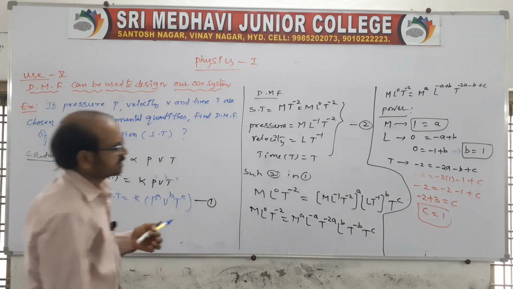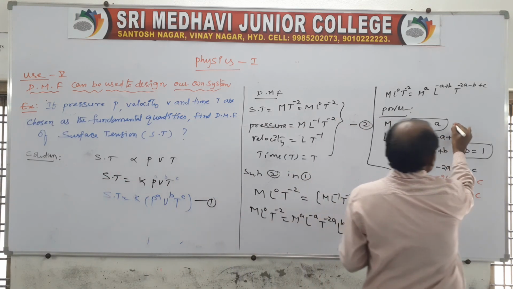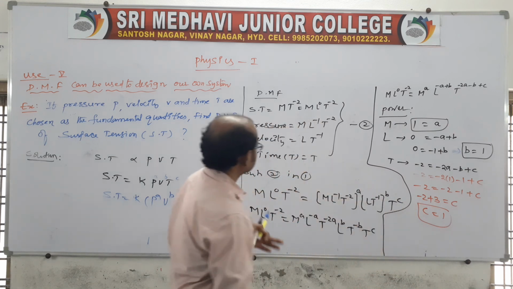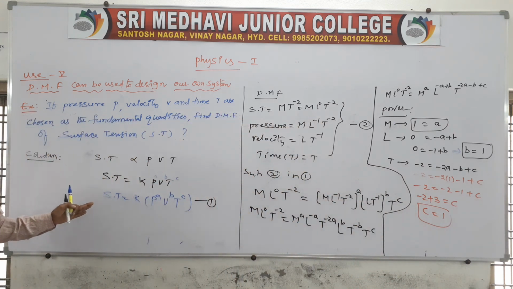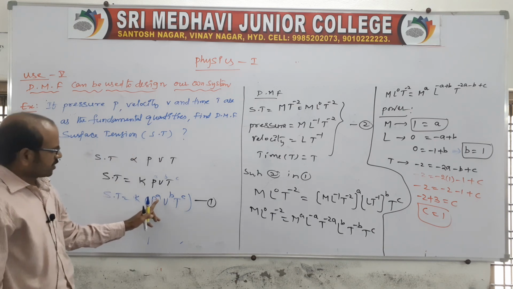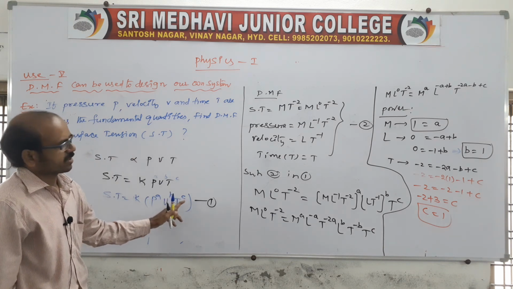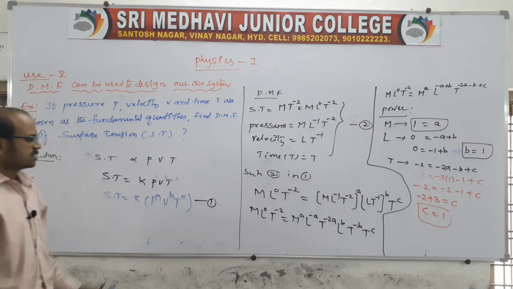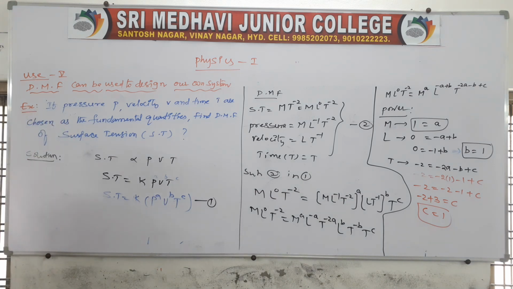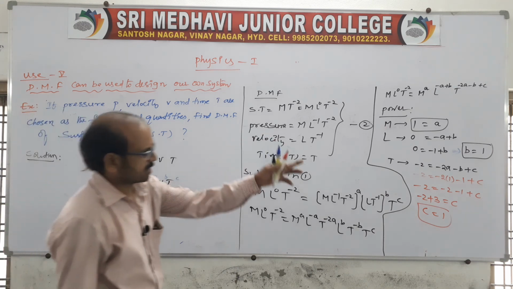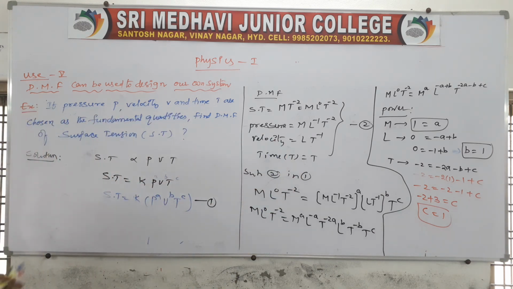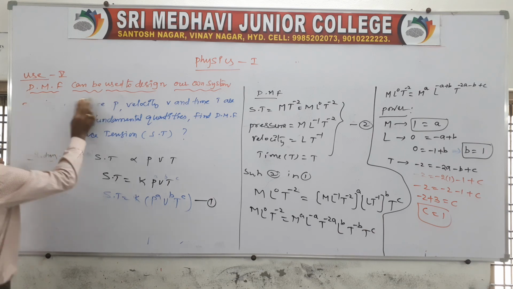Therefore, we now have the A, B, C values. Substitute A, B, C in equation 1, so P power 1, V power 1 and T power also 1. That way we will get the surface tension dimensional formula. I am substituting these A, B, C values in surface tension because of the question. Based on the question, the surface tension dimensional formula will be like this.